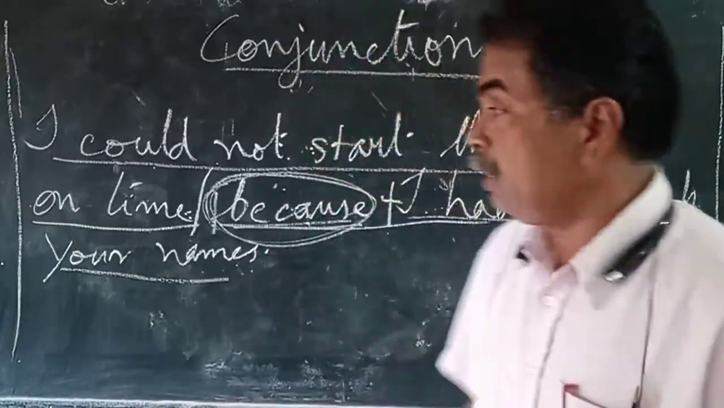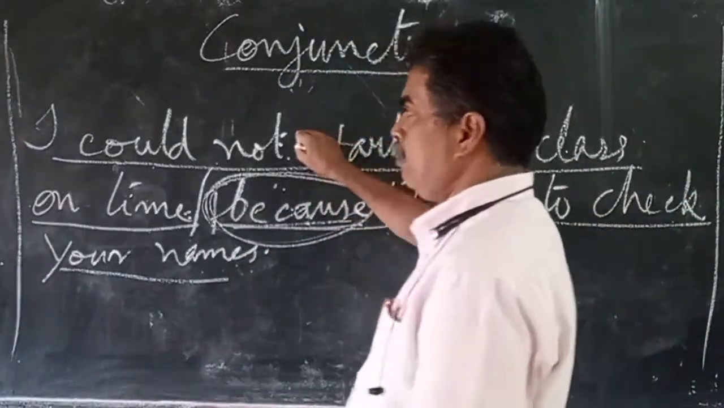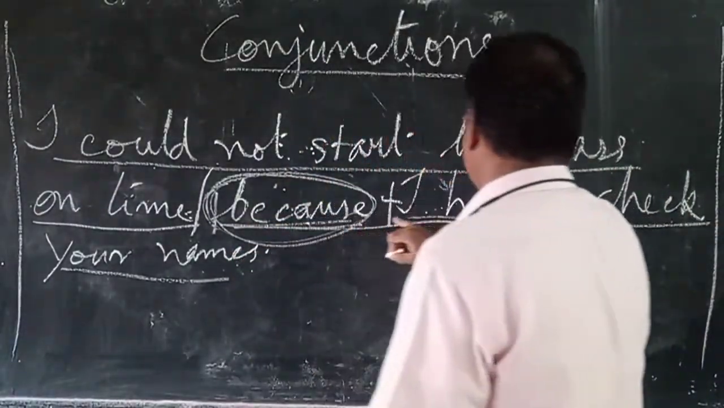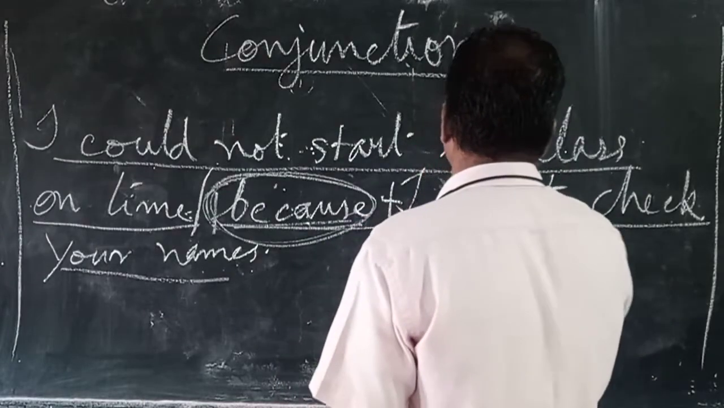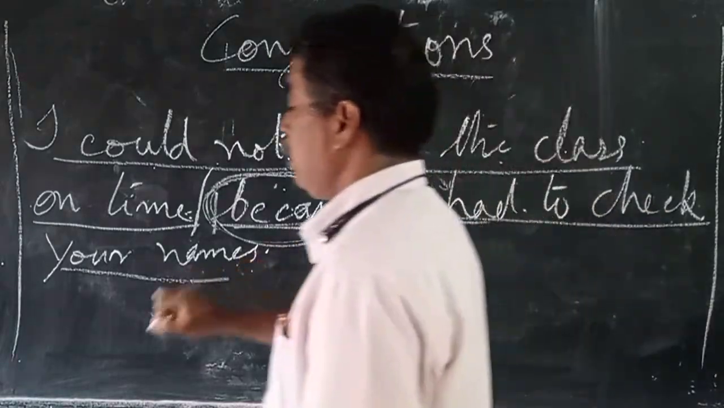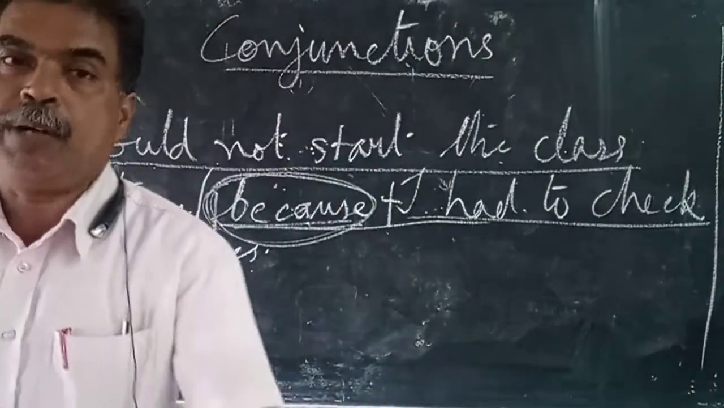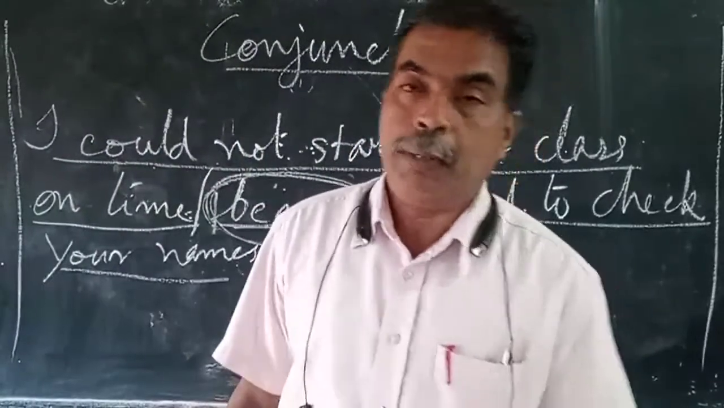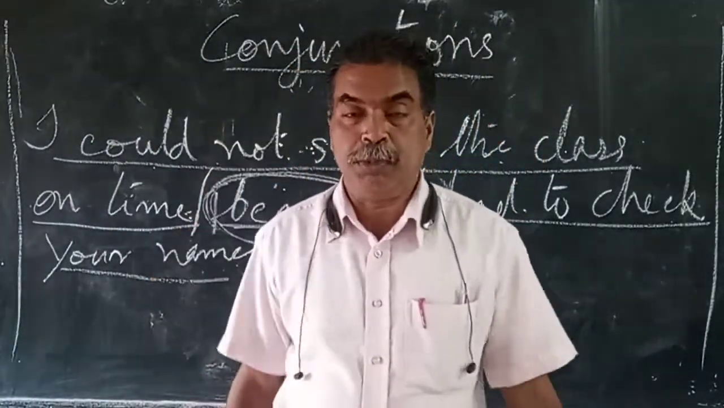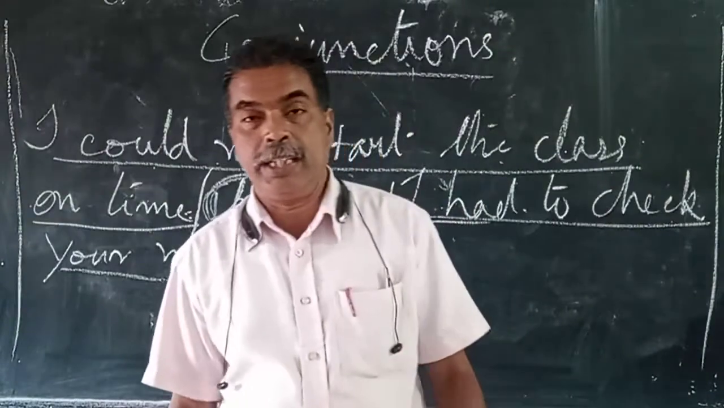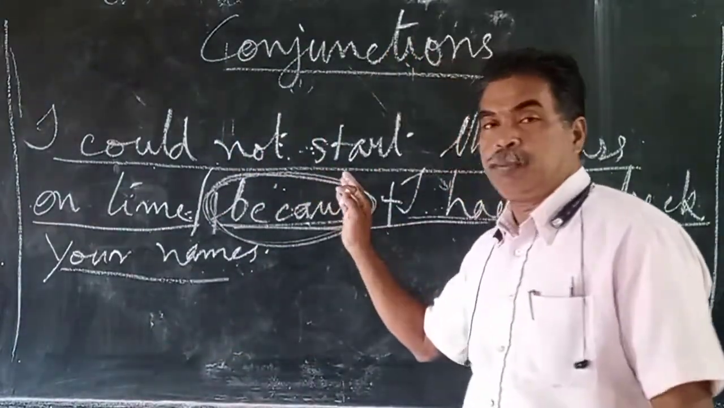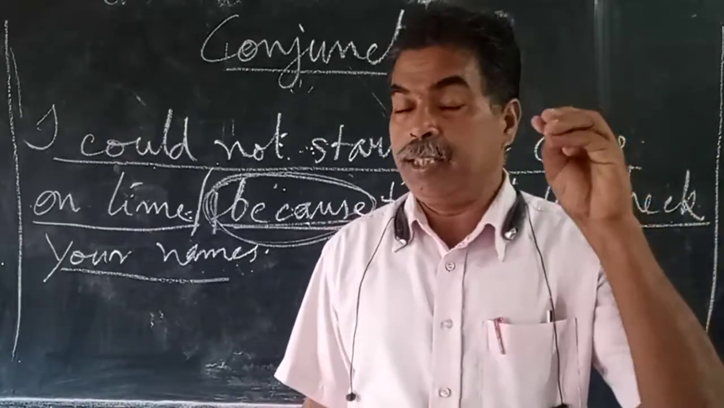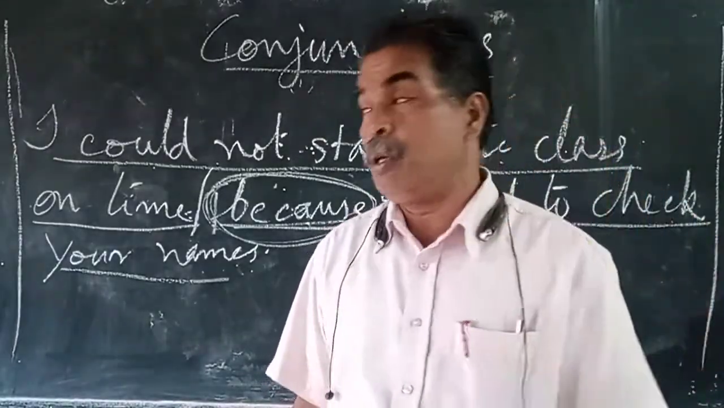Let's look into it in detail. I have written an example here: I could not start the class on time because I had to check your names. This is actually what happened during the Zoom class. The class was supposed to start at 10:50, but I could not start it because I needed to permit you all into the class and check your identity. So it's a reality that I am explaining, that some of you would have already experienced. Why I give this kind of examples is because it's easy for you to remember.